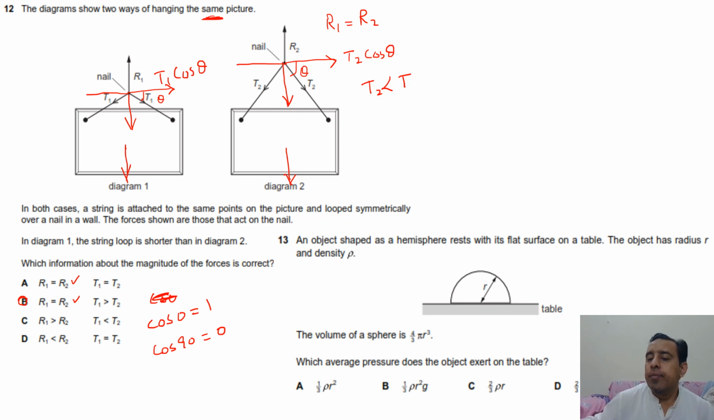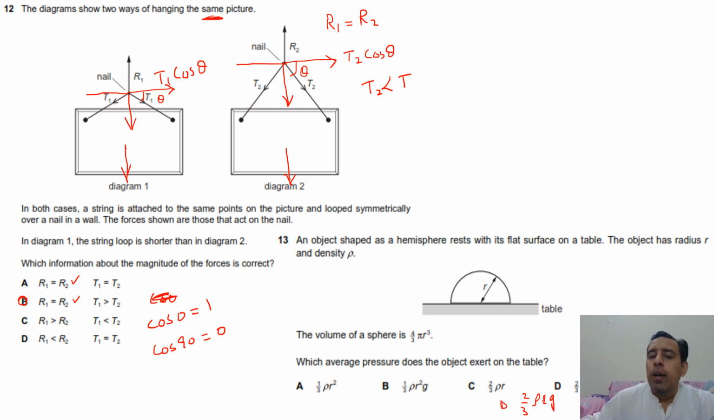Now this question, I have just to write this option. The last option in question number 13 is 2 by 3 rho r g. This is option D.